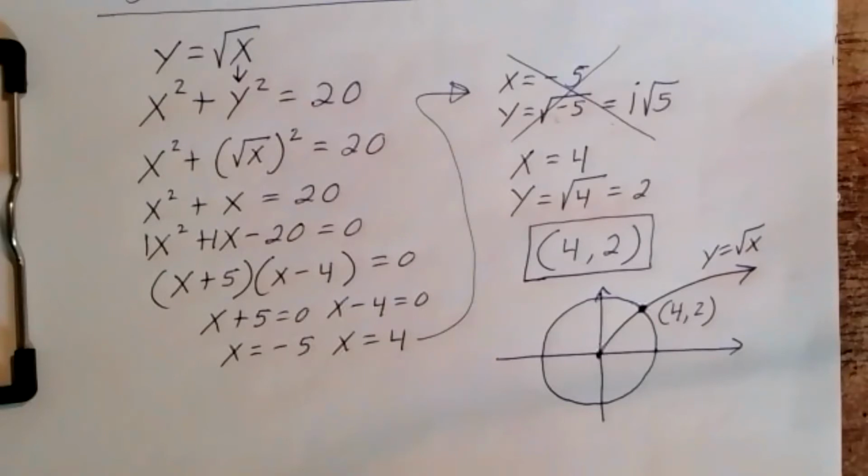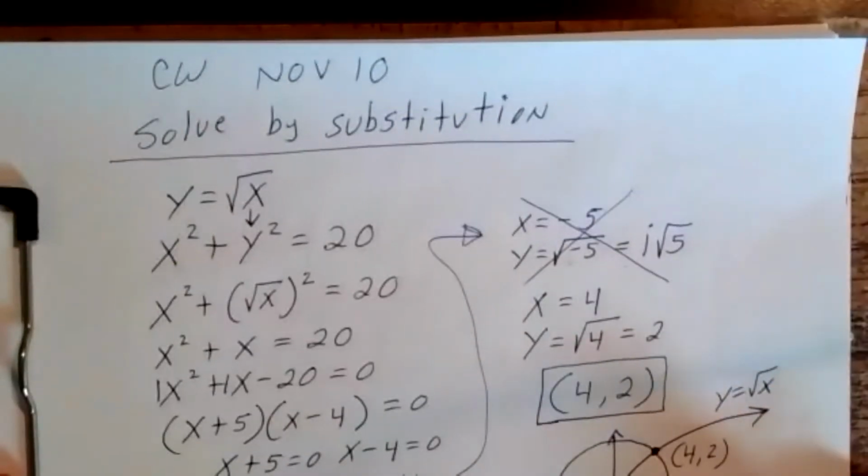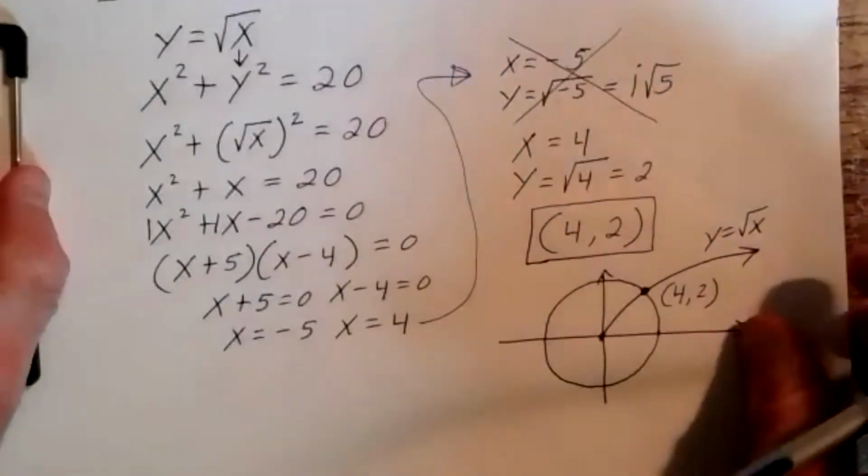All right. So that one is done, correct? All right, good deal on that one there. So that would be classwork number 1. We'll call that the first classwork there.